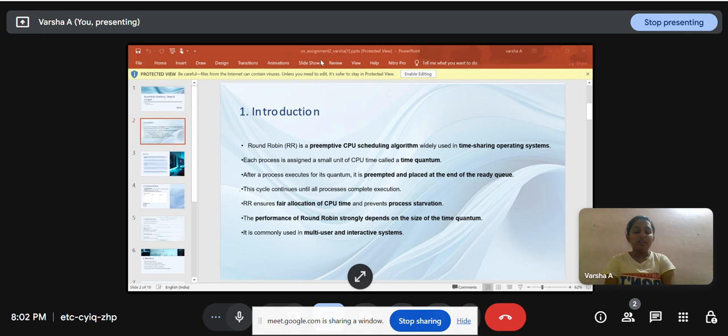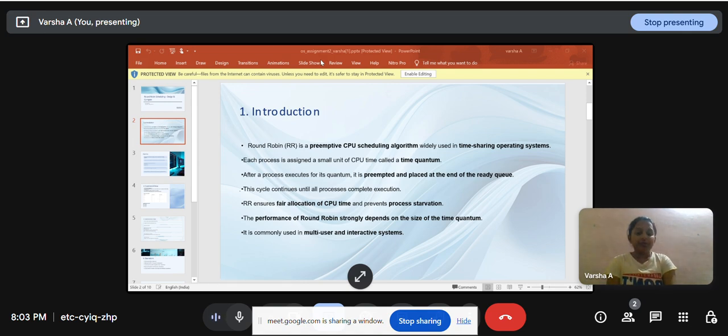First, the introduction. Round robin is a preemptive CPU scheduling algorithm, which means a running process can be stopped before it finishes. It is mainly used in time sharing and multi-user operating systems where fairness is very important. Each process gets a fixed amount of CPU time called a time quantum. Once this time is over, the process is preempted and moved to the back of the ready queue. This rotation continues until all processes complete execution.